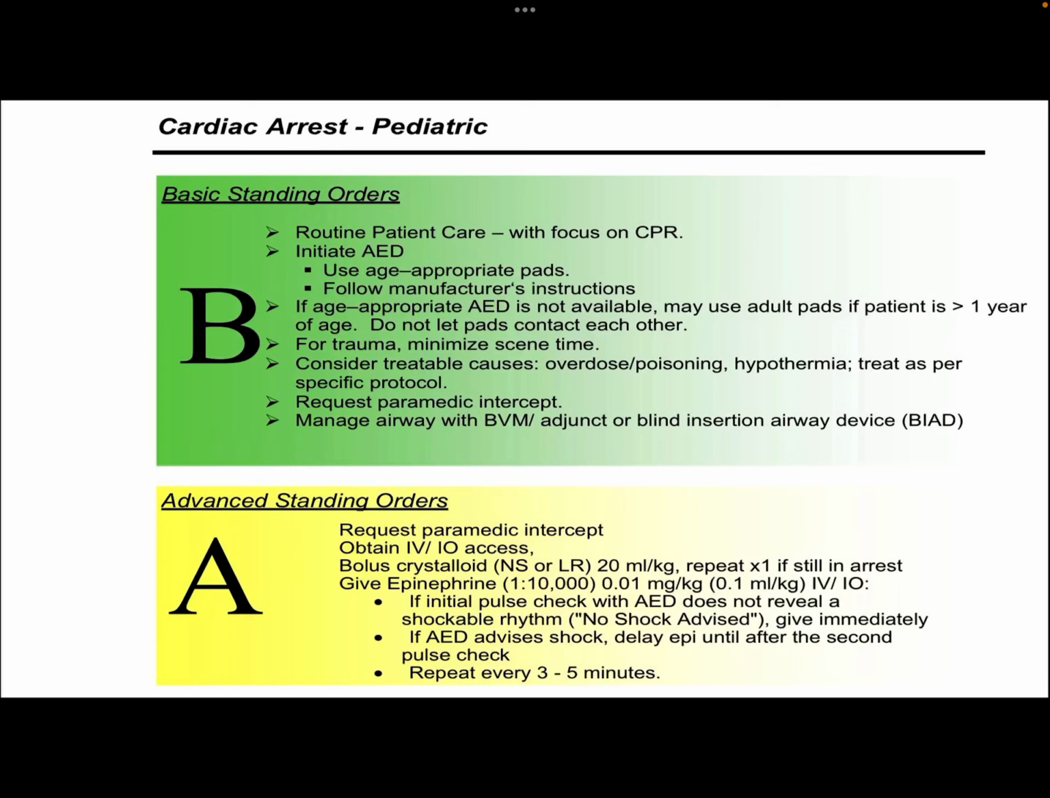If you don't have age-appropriate AED pads, you can use the adult pads if the patient is older than a year old. Just don't let the pads contact each other. So highly recommend, if you're going to do that, do the anterior-posterior placement.